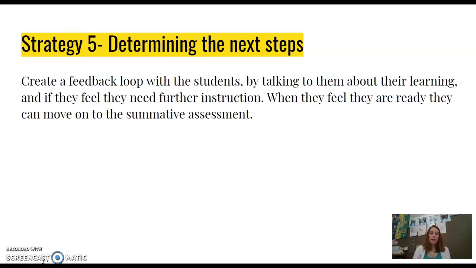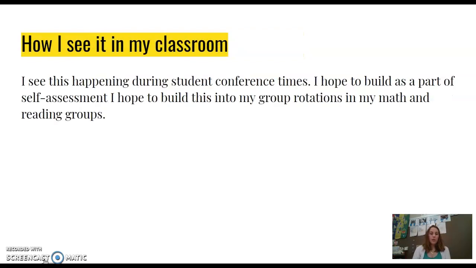Determining the next steps is strategy 5. So you create a feedback loop with the students by talking to them about their learning, if they need further instruction, and when they feel they are ready to move on to the summative assessment. In first grade, this is happening during the student conference time, maybe for writing or for math conferences. I hope to build this in as a part of their self-assessment and their group rotations in math and reading groups.